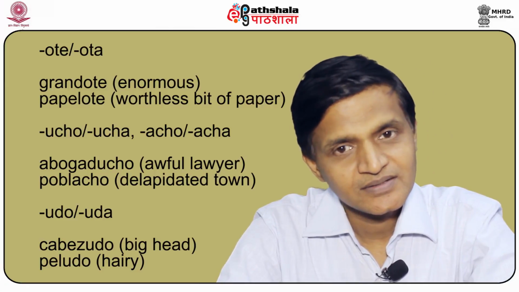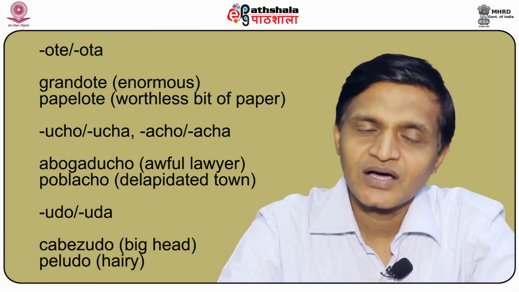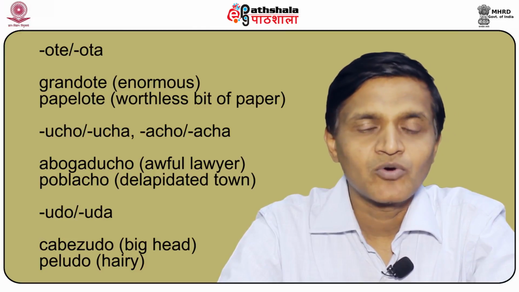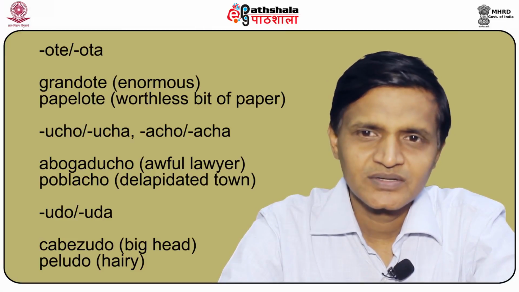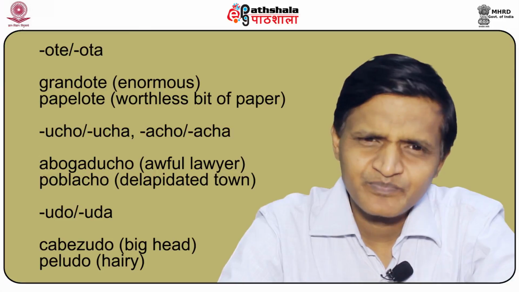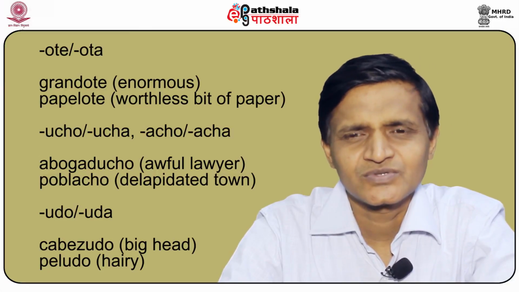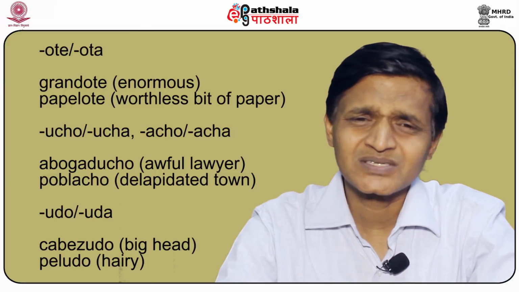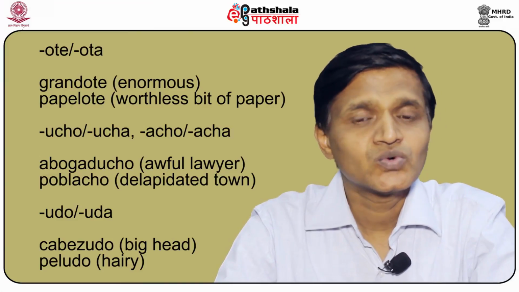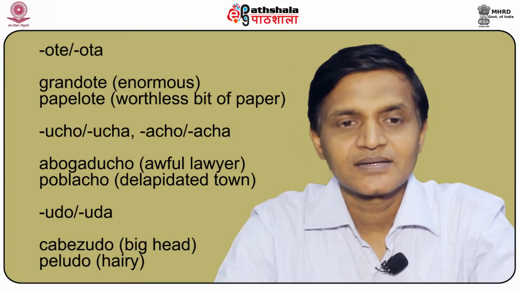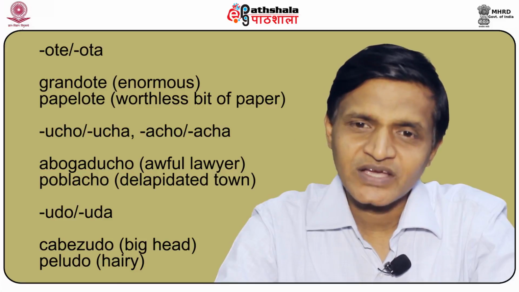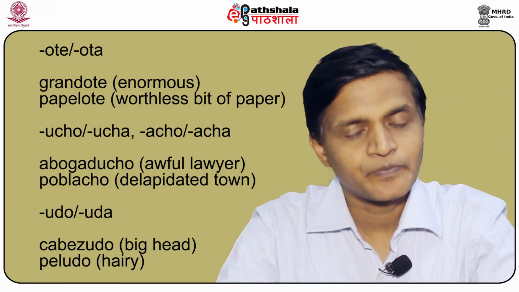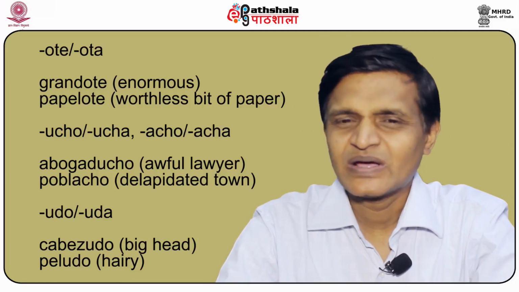Ucho, ucha, acho or acha are also used. Abogaducho, of lawyer. Poblacho, dilapidated town. So a poblacho means a town which is completely dilapidated. Udo or uda are also used for negative sense. Cabezudo, big head. Peludo, hairy.